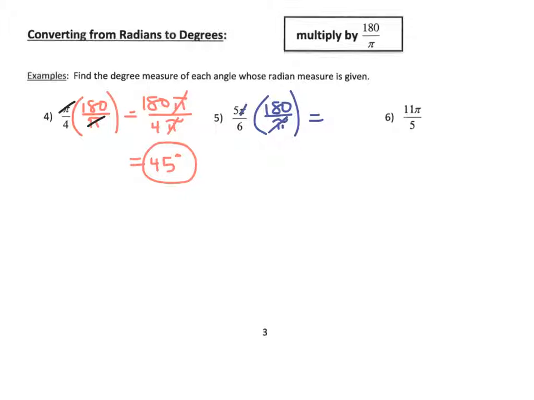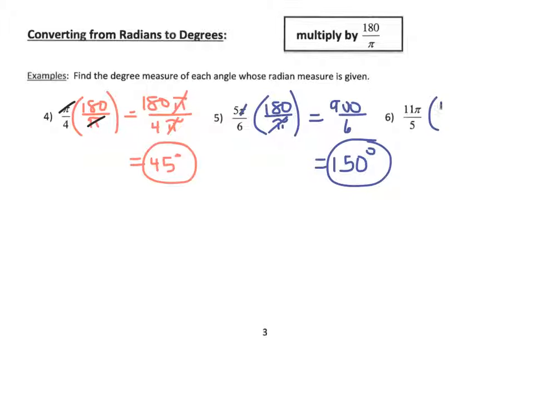So 5 times 180 is 900. And then 6 times 1 is just 6. And 900 divided by 6 simplifies to 150. So I put my little degree symbol to show it's degrees, and 5 pi over 6 radians is equal to 150 degrees. Okay, and then finally number 6, we're going to do the same thing.